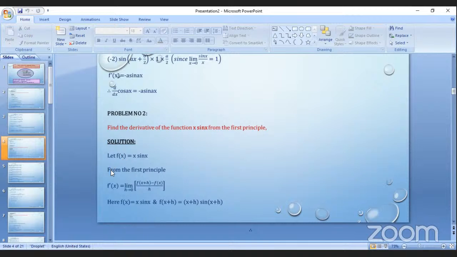We know that by the first principle, f dash x equal to limit h tends to 0 f of x plus h minus f of x by h. Take here f of x equal to x into sin x. Given that f of x equal to x into sin x, and f of x plus h value: in the place of x, we write x plus h. f of x plus h equal to x plus h into sine x plus h.